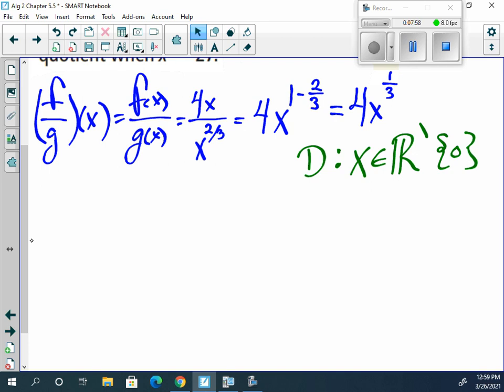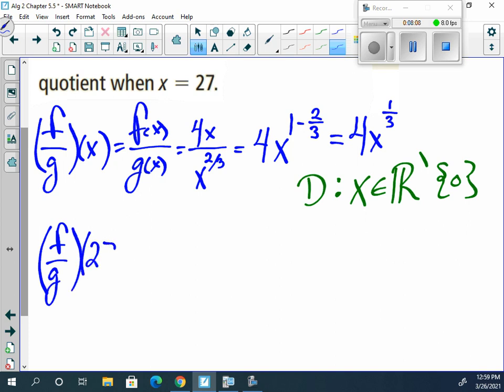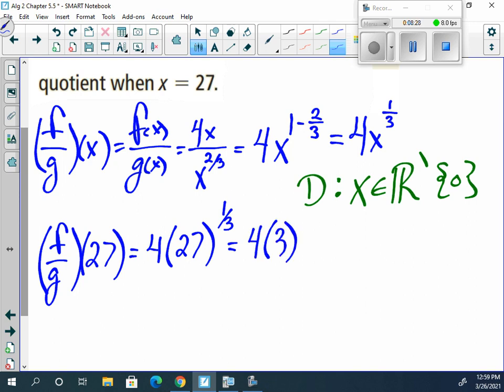Okay. Now, last but not least, we need to plug 27 in for x. F divided by g of 27. So we'd have 4 times 27 to the 1/3. So 27 to the 1/3 would be 3, and 4 times 3 is 12.